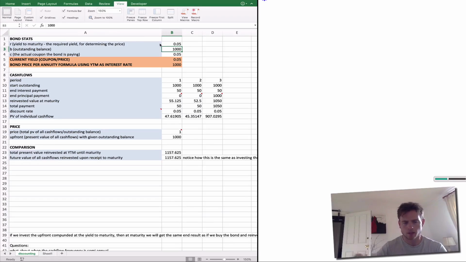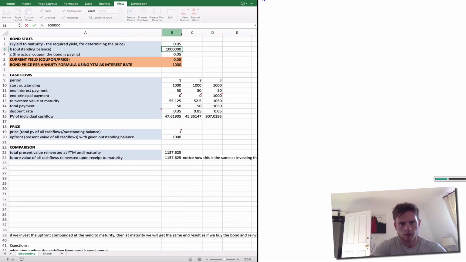So I've put together a little spreadsheet here, and it may look a bit complicated at first, but I'll run through exactly what's going on, because it can actually help to see some examples. Okay, so in the top section are the statistics about the bond that we're interested in. Let's put the numbers that we've been talking about already.